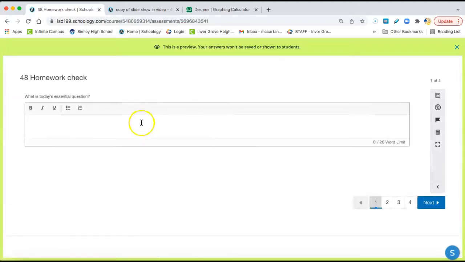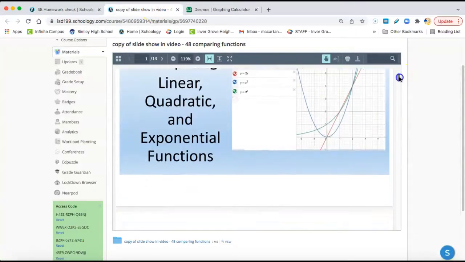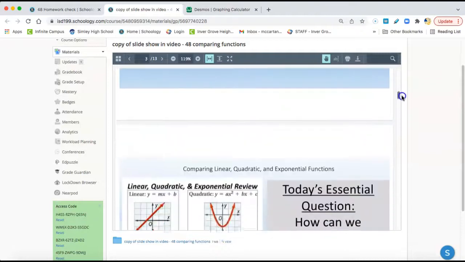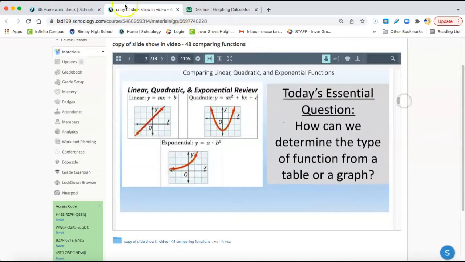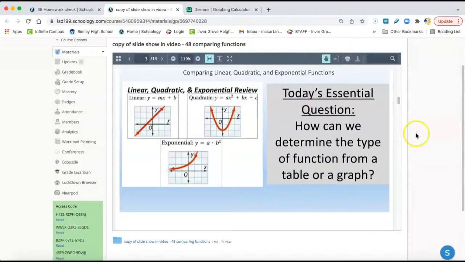And you have the essential question. It's usually the third slide. Again, I have a copy of the slideshow open in a different tab. I always do that. So I have a tab open here, a tab open here. Guys, how can we determine the type of function from a table or a graph?